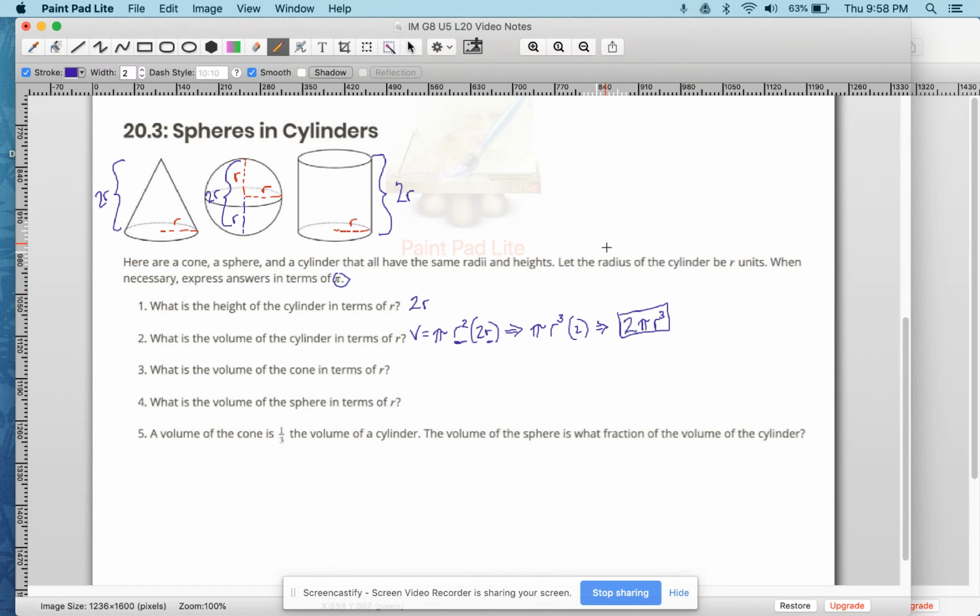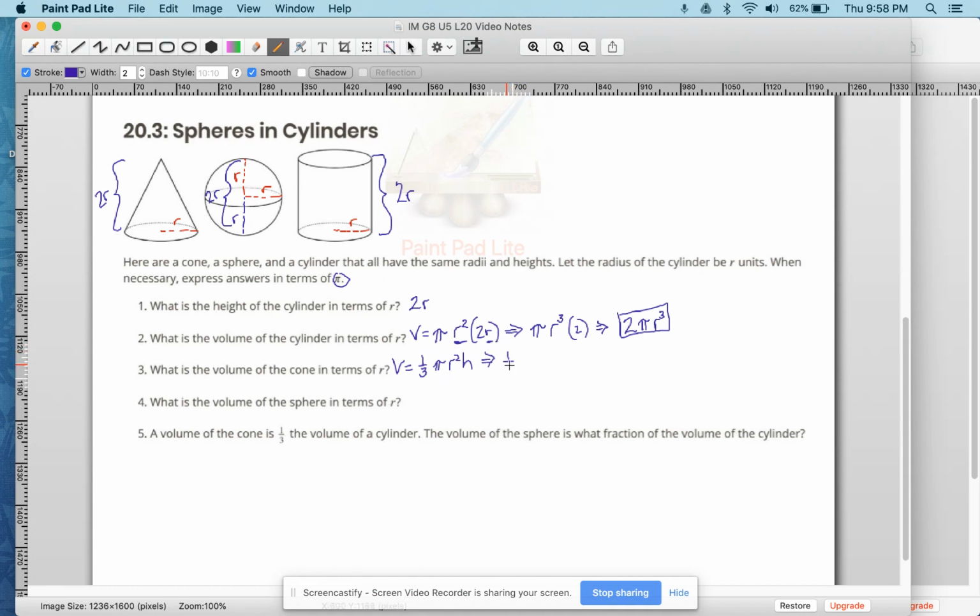So we did the same thing that we did up above, but this time we don't have numbers, we just have more variables. So let's look at the volume of the cone in terms of R. The volume of a cone is 1/3 times pi r squared times height. So let's start plugging in what we know.